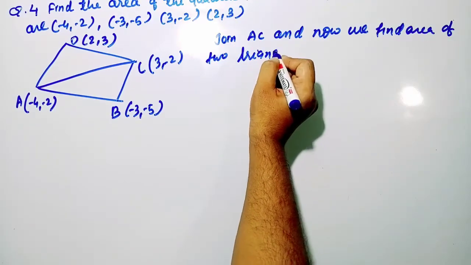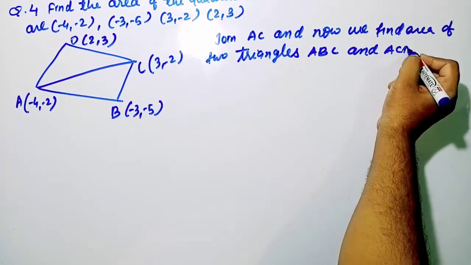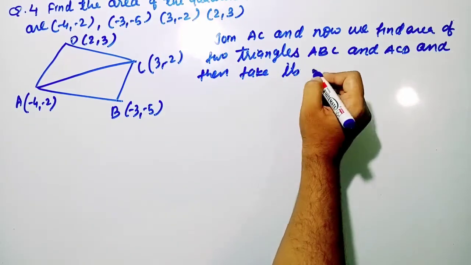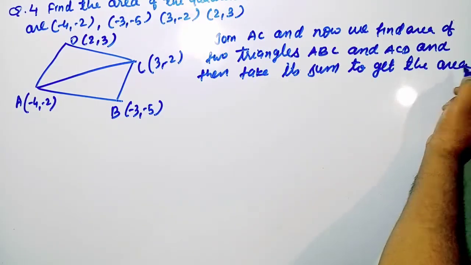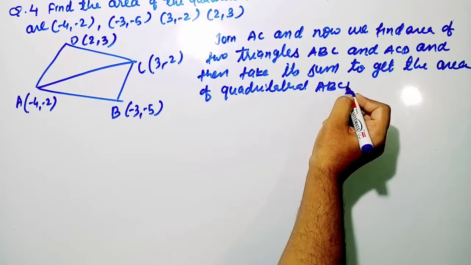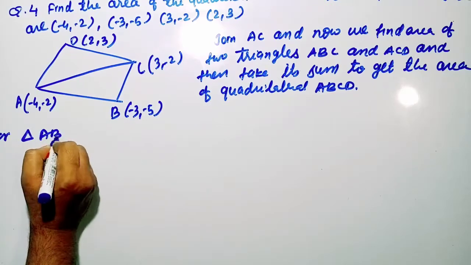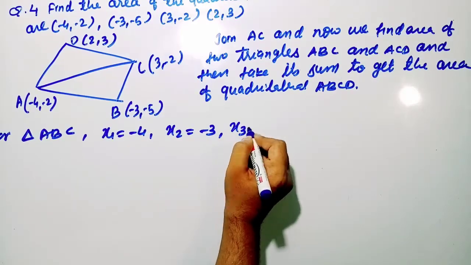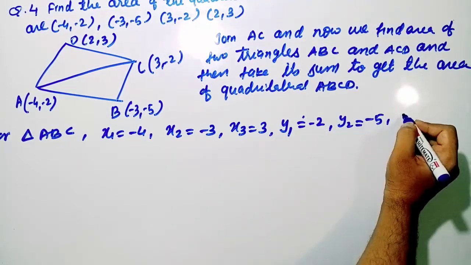So now find the area of the two triangles, ABC and ACD. We will find the area of triangles ABC and ACD and then take their sum to get the area of the quadrilateral. Okay students, first of all we will consider triangle ABC. For triangle ABC, we represent the values of x1, x2 and x3, and similarly the values of y1, y2 and y3.